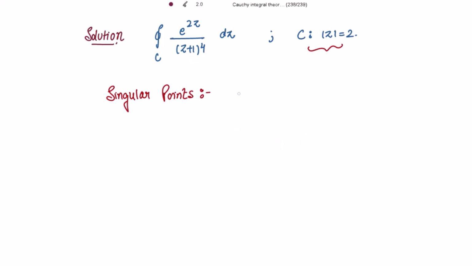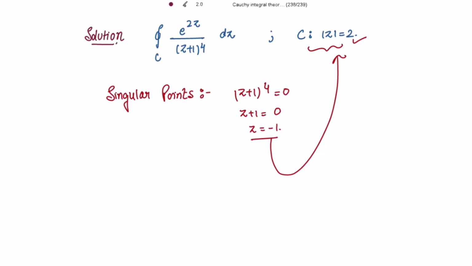we need to put the denominator equal to 0, and we get z plus 1 equal to 0, so z equal to negative 1. Now check whether this point lies inside the circle or not. Yes, the circle has radius 2, and z equal to negative 1 lies inside the circle. So now we need to use Cauchy's integral formula for this point.